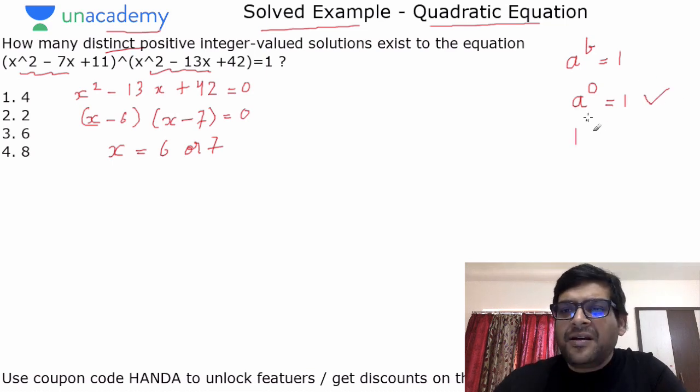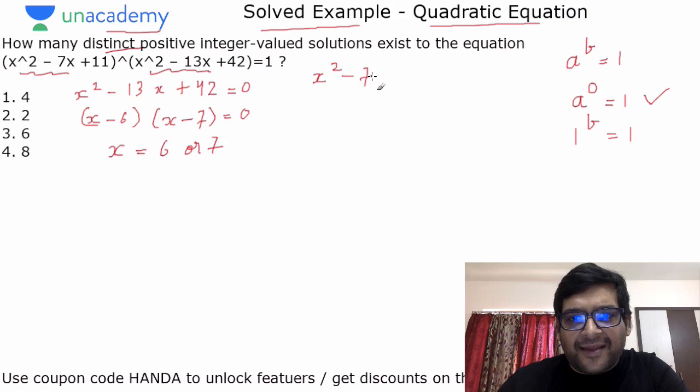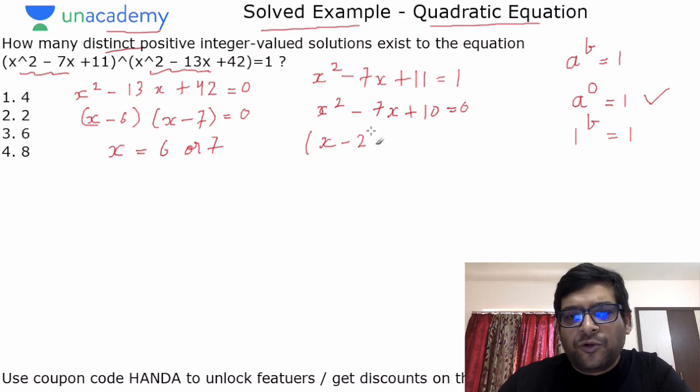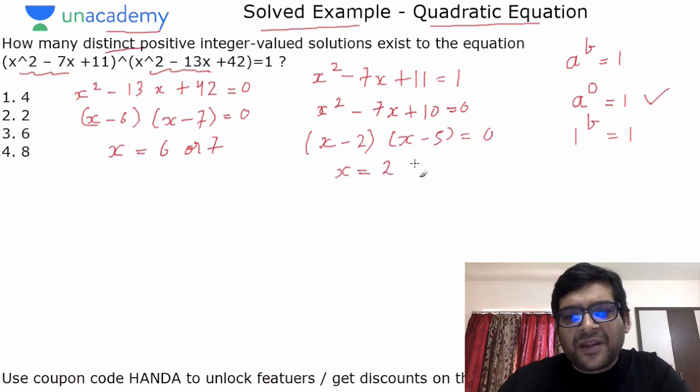Yes. 1 raised to any power is 1. So that means my base, which is x square minus 7x plus 11 for this question, is equal to 1, because then this being raised to any power will give me 1. So this equation is effectively x square minus 7x, 1 comes to the other side, plus 10 equal to 0, or x minus 2 into x minus 5 is equal to 0, which means the value of x possible here is either 2 or 5.